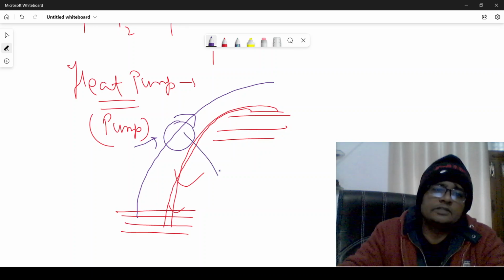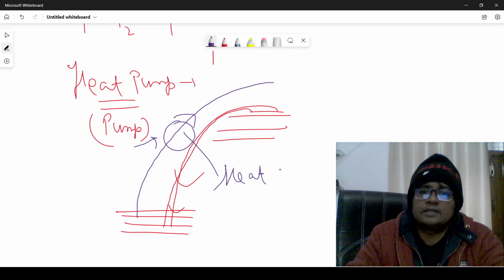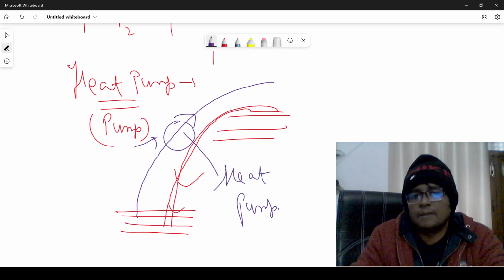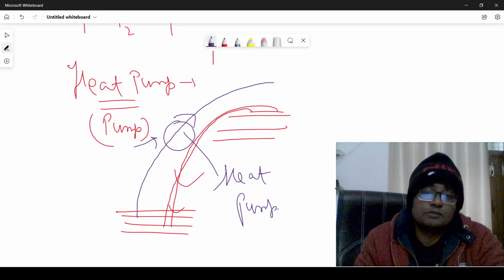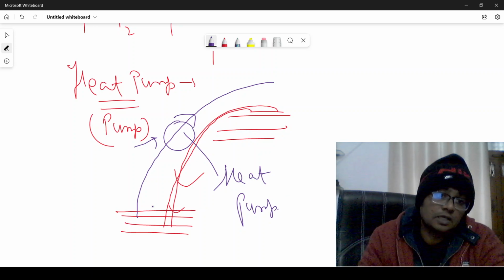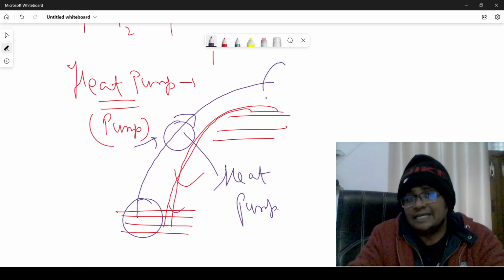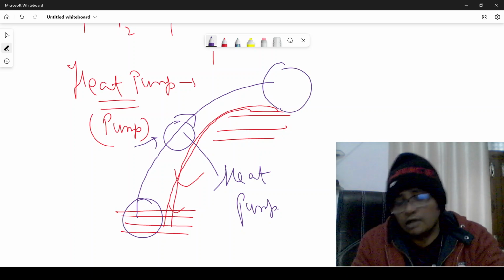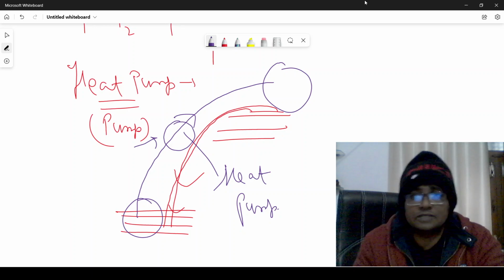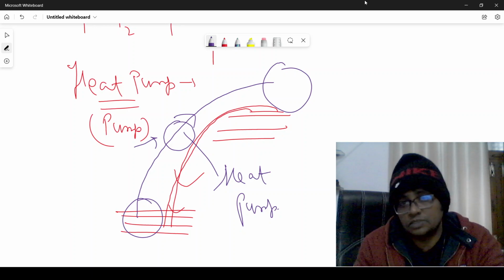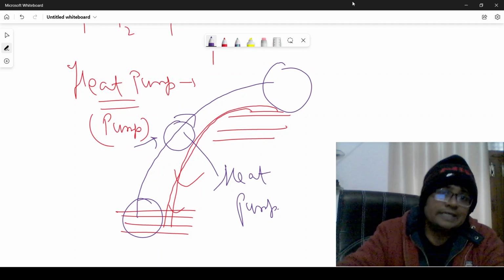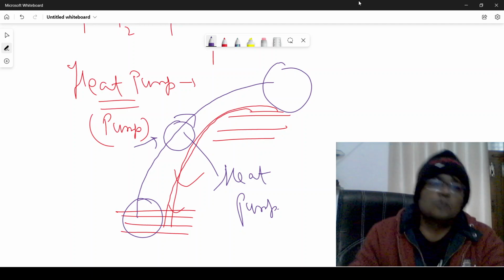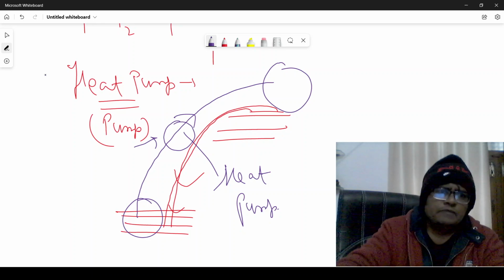That work is known as the pumping work, and this device is known as the heat pump. It means we have to pump the water from the lower to the higher level, which is against the nature of its flow. The nature of the flow of water is from the higher to the lower, but we have to send it from the lower to the higher level, and for that we have to use the pump, right? So if we use the term heat pump, it means we have to pump the heat.